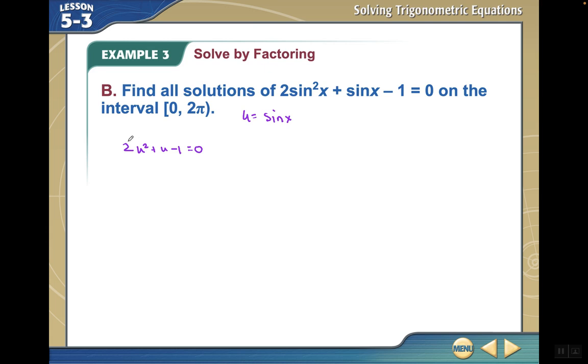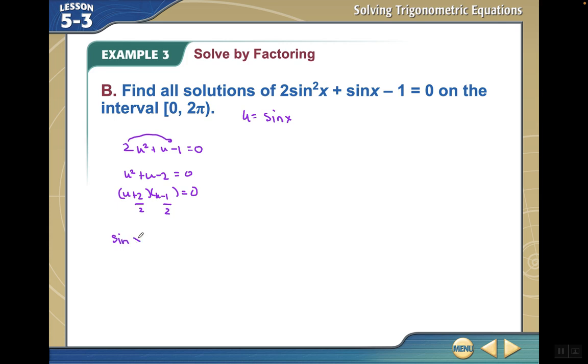So I'd probably use the swing method and swing that 2 over to the negative 1. I'll have u squared plus u minus 2 equals 0. And then I can factor this into two binomials. I would say it's u plus 2 and u minus 1. And since I use the swing method, I must also divide by 2. So this is going to be u plus 1, but instead of u, I'm going to write sine. So I'm going to substitute sine x back in for u.